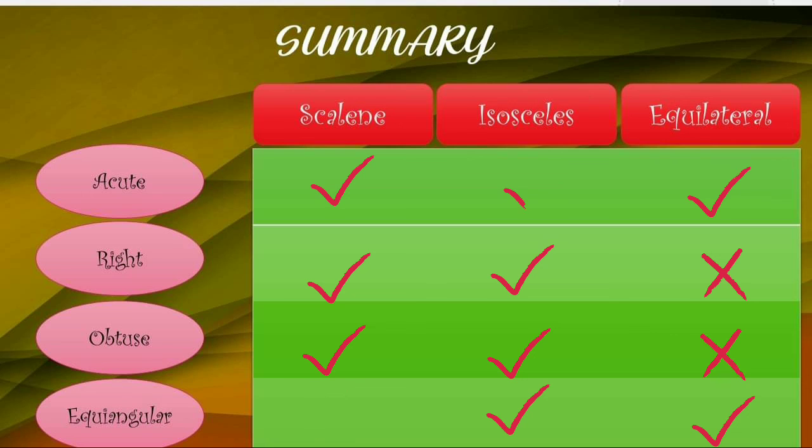Siyempre, check yan. Okay, so we're done with our classification of triangles. I hope you learned something.